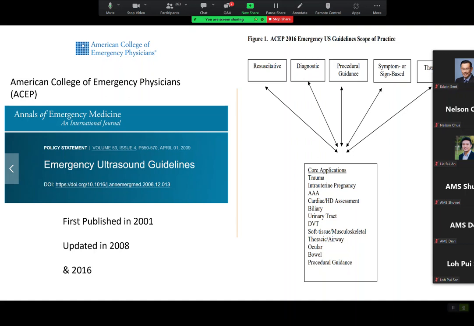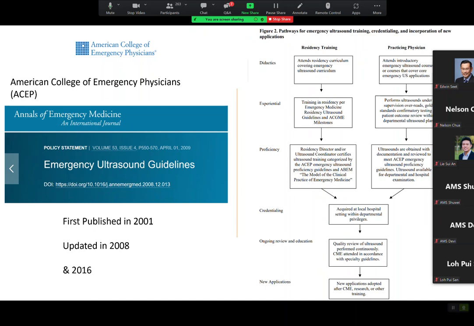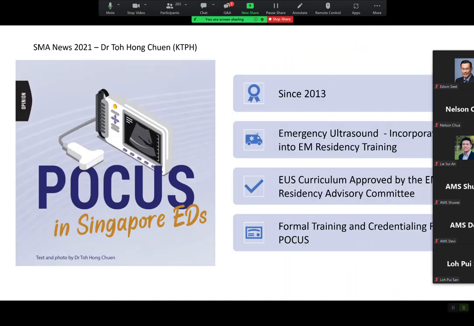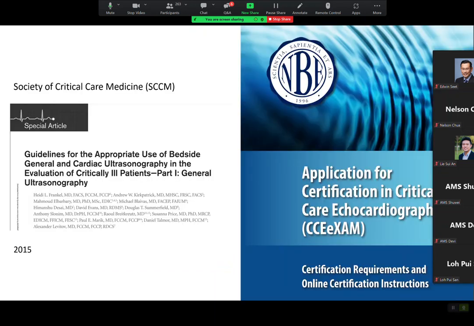Guidelines from emergency medicine first came out in 2001, and they have basically incorporated POCUS into their residency training. It's a core component of their residency training. This is not just in America, but also in Singapore as well, where POCUS forms a key component of emergency medicine residency, and it's been in place since 2013.